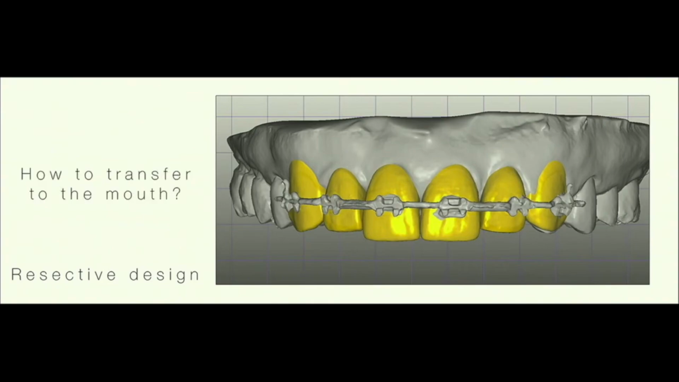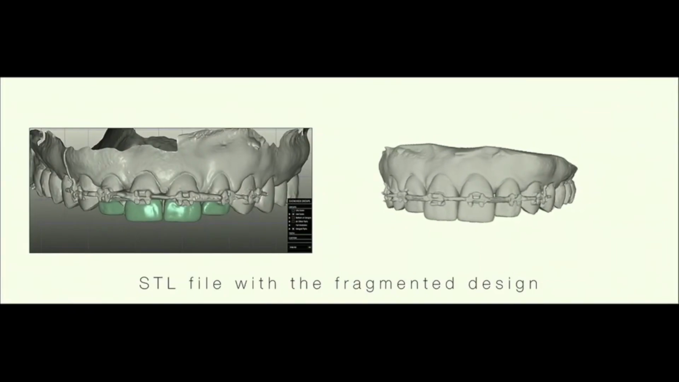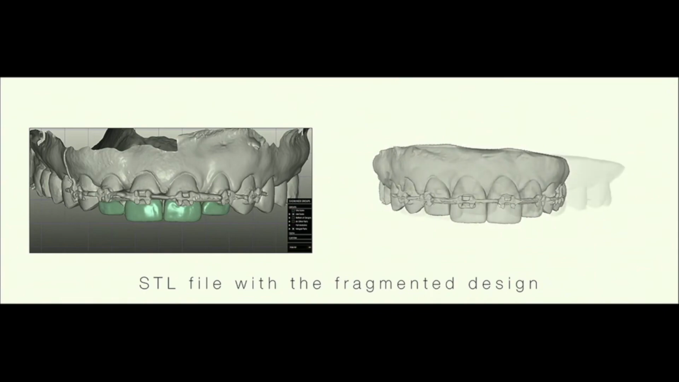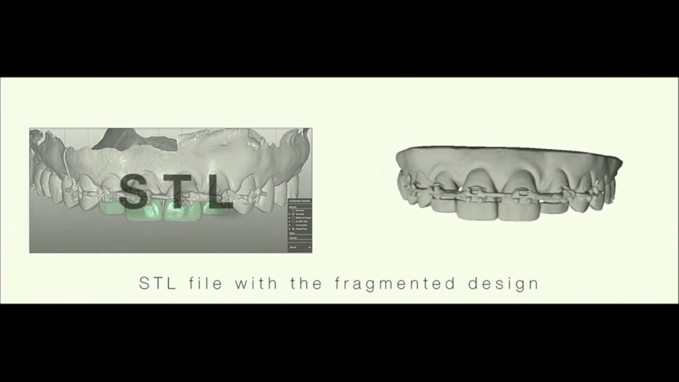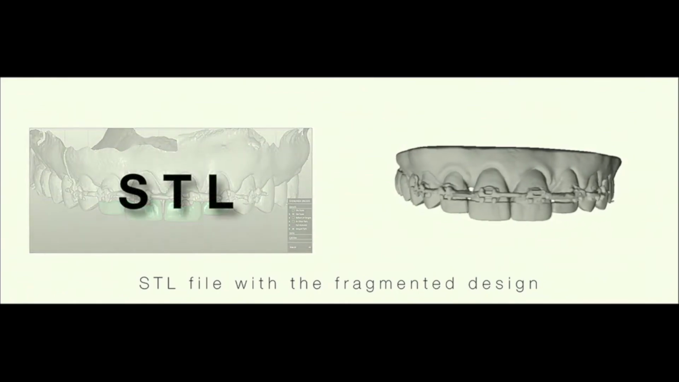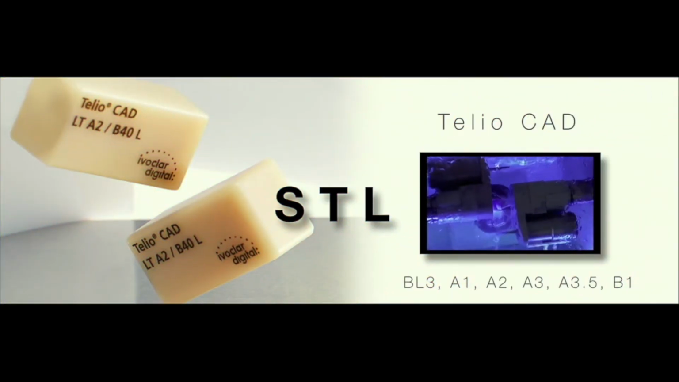Well, I will be asking to get a fragmented design, which will only give me the STL file of the incisal edges of those teeth. So what I'm getting here is that instead of this full frame design, I'll be getting this semi-incisal 1/3 design as an STL file. And as soon as I receive it digitally, I can immediately put it into any CAD/CAM machine.